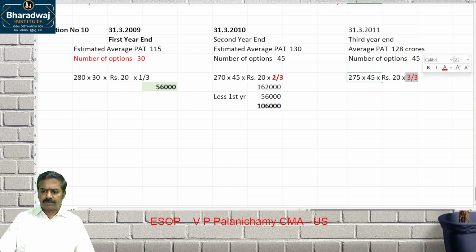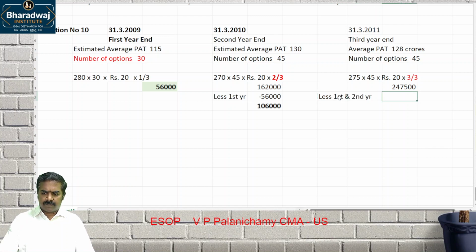Cumulative 2,47,500, less first and second year amount. So third year amount will be how much? 8,800. This is the expense to be recognized.